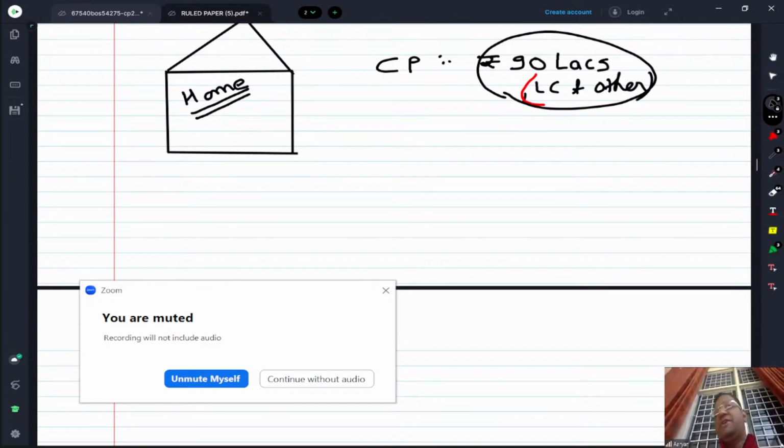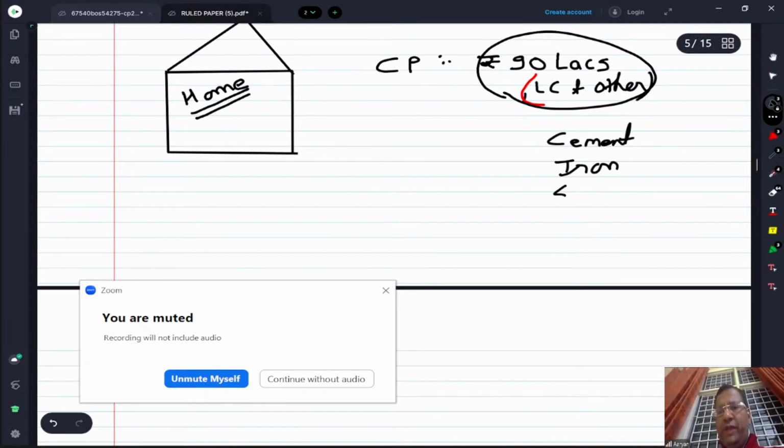Raw material will be purchased by me. What are the types of raw material that are generally utilized in the construction of a home? It can be cement, iron, steel, bricks, etc.